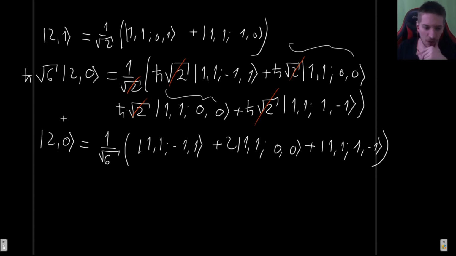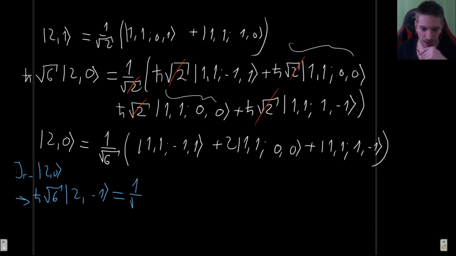So let's apply the lowering operator now to this state. When we apply the lowering operator to it, S minus, well, S, I just did the other video, that's why I still have the S in my head. It is total J minus acting on 2, 0. That's going to give us h bar square root of 6, 2, minus 1. And now we have to let the total lowering operator act on each one of these states here. So we get 1 over square root of 6. And what do we have now?